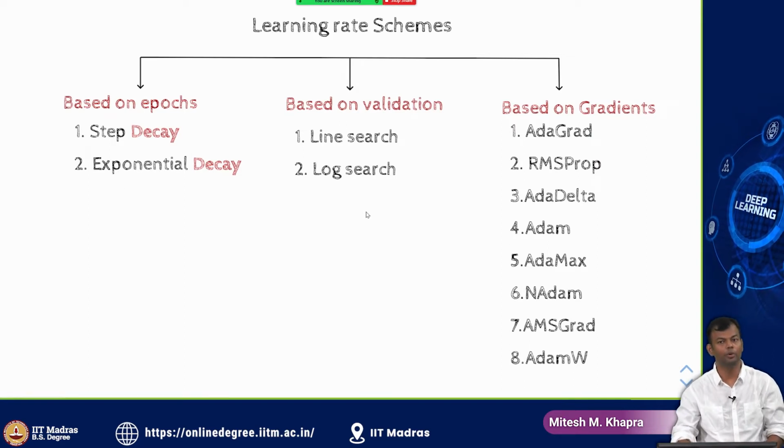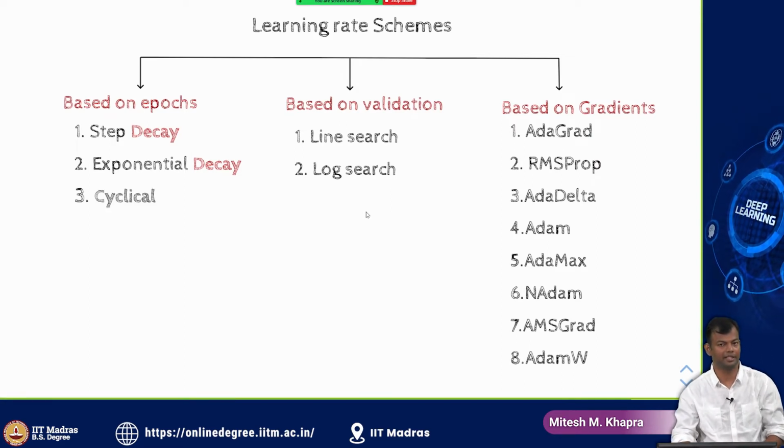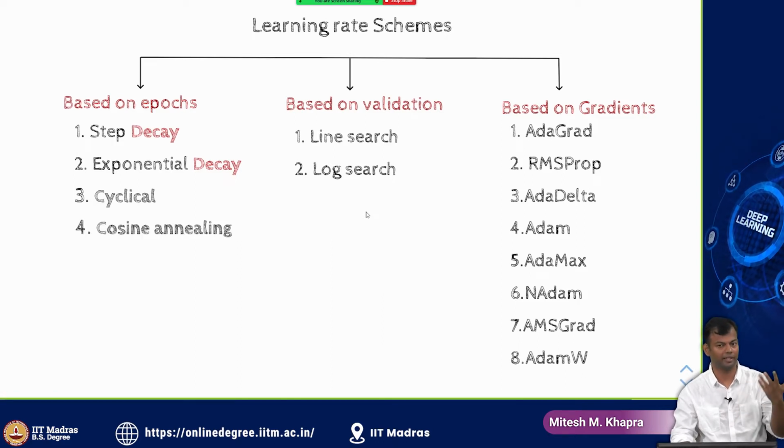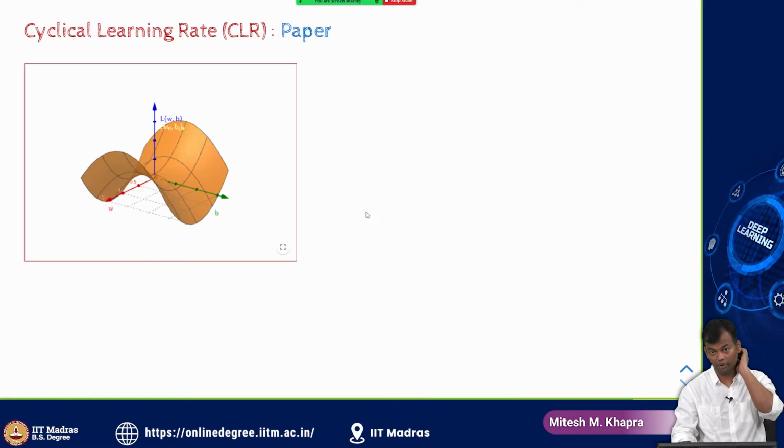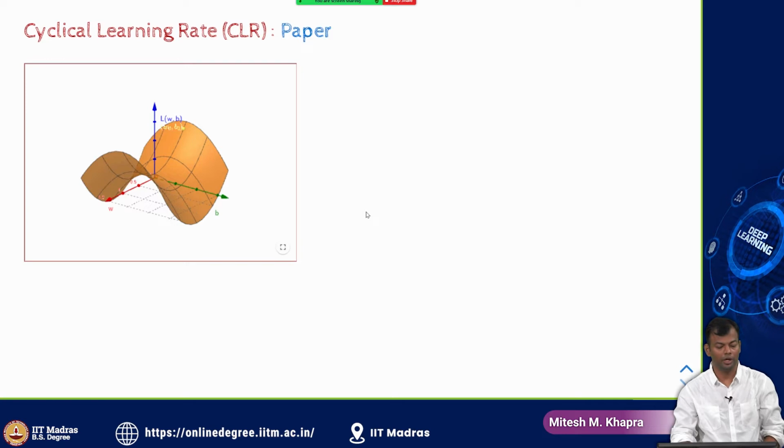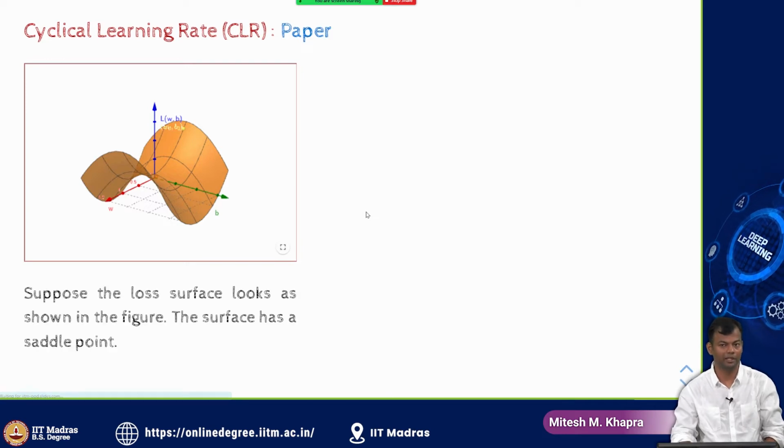But there are a few more learning rate schedules that we'll see now, which are based on epochs. So one is cyclical, based on epochs or the number of iterations. The other is cosine annealing, warm restart. So these three are what we're going to see now. We'll first talk about this cyclical learning rate.